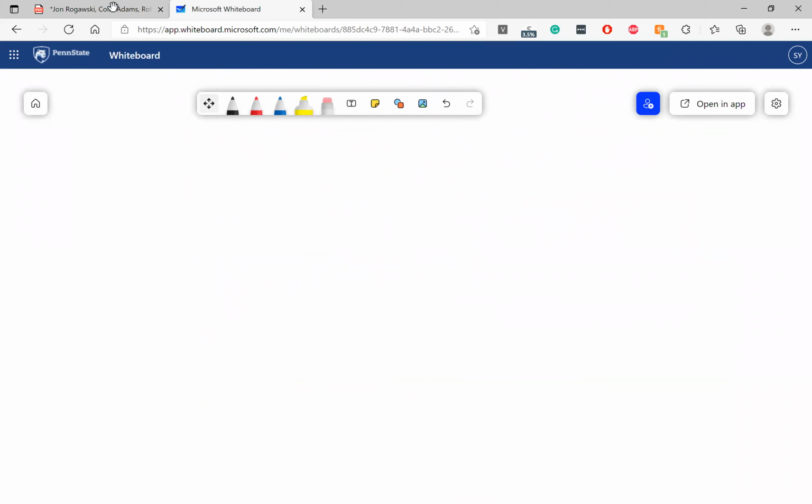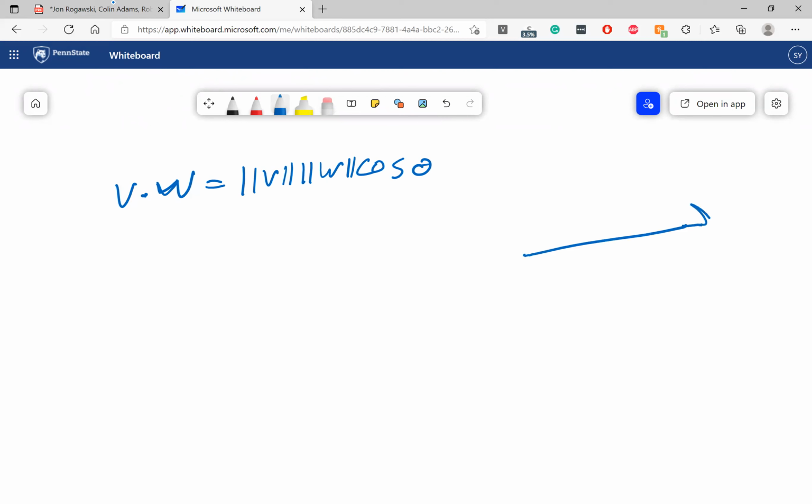So in other words, let me rewrite this here. v dotted with w is equal to the magnitude of v times the magnitude of w times cosine of the angle between them. So this is the angle between v and w. Here's your v. Here's your w. Here's theta.